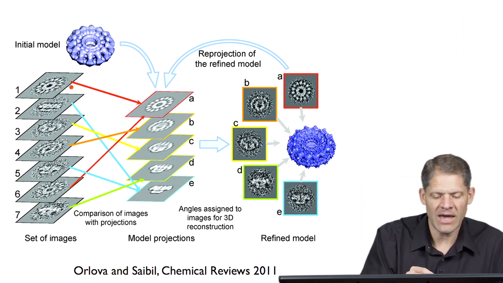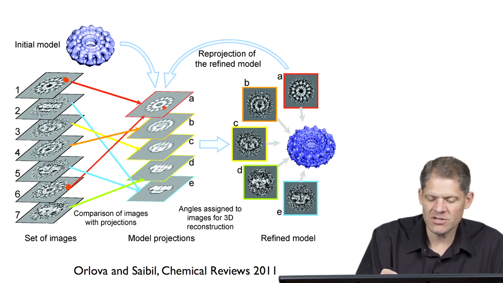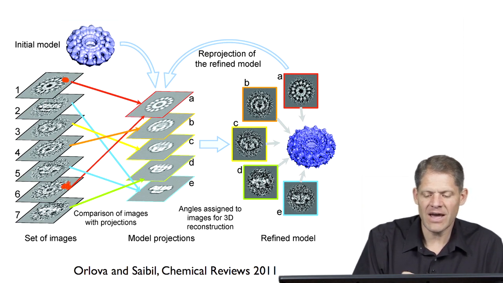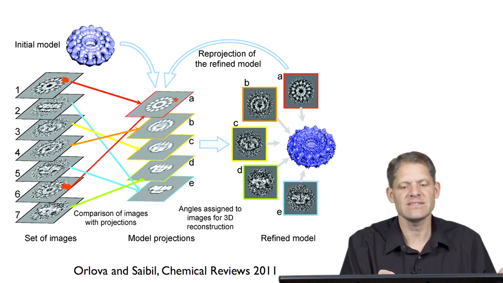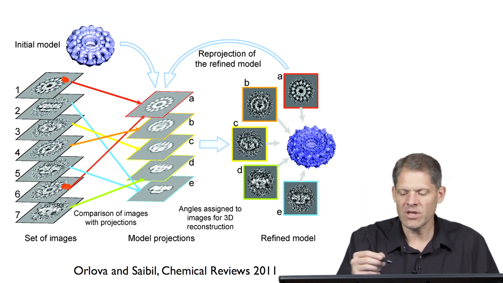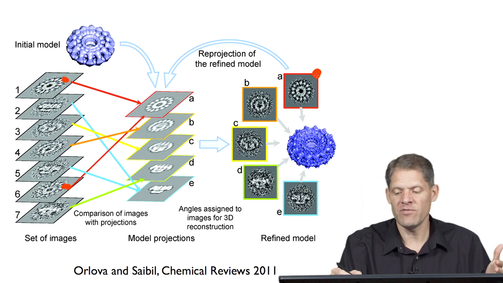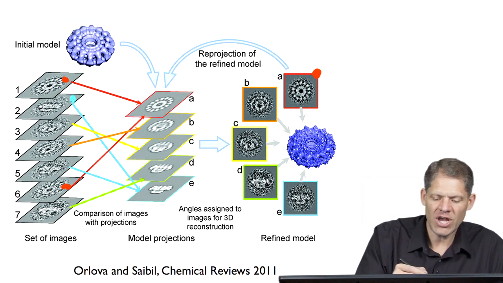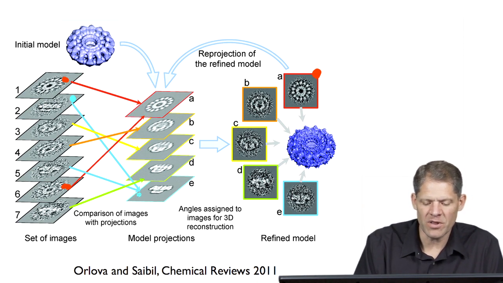And we might find that this image, say, and this image, they match this reprojection the best. So these two are now assigned to this class, and used to produce a new class average. So if we average that image and that image, we can get this new class average here for that view of the actual particle. Then we take our next experimental image and we check it against all of the reprojections of the model. And maybe it matches this one the best.